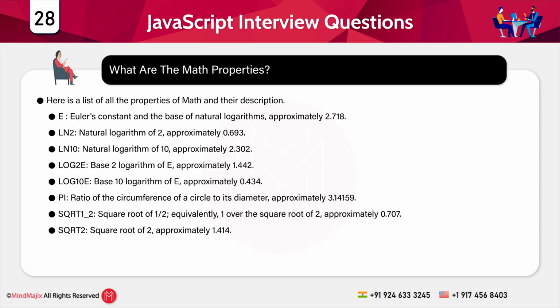LOG2E. PI, ratio of the circumference of a circle to its diameter, approximately its value is 3.14. SQRT1_2, so square root of 1 by 2, equivalently 1 over the square root of 2, approximately its value is 0.707. SQRT2, square root of 2, approximately its value is 1.414. So all these are the math properties.